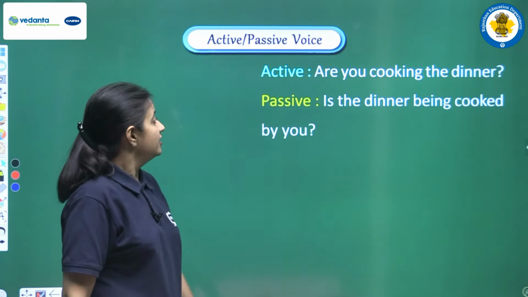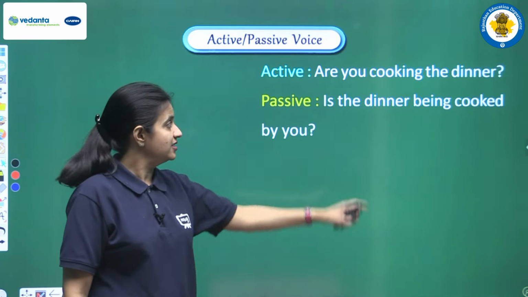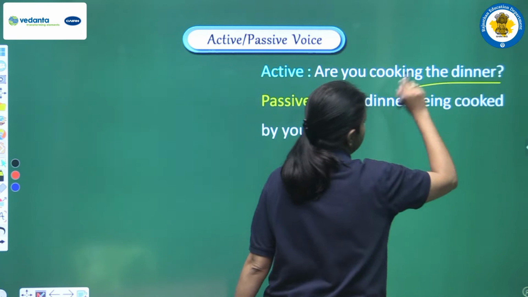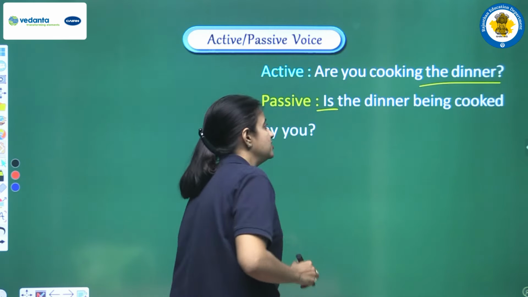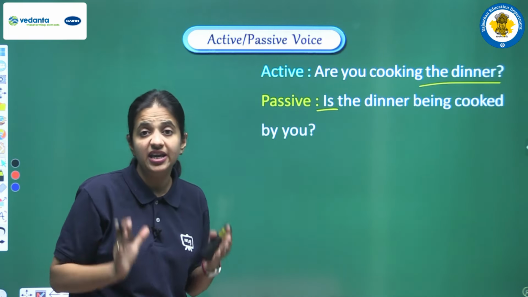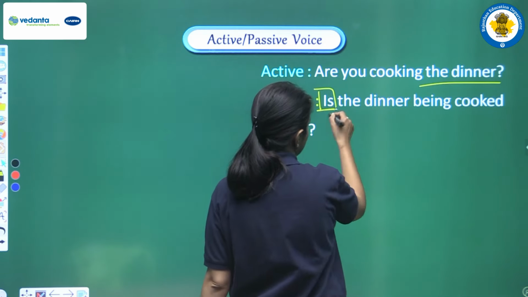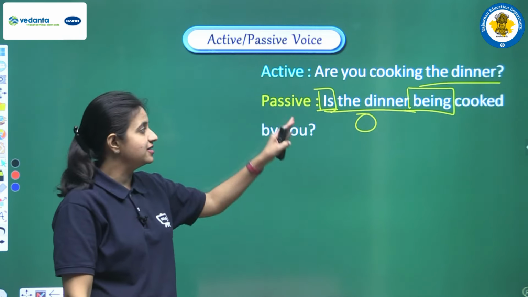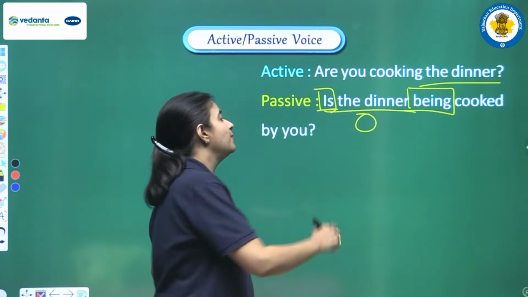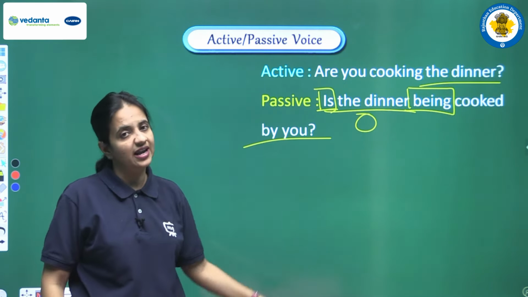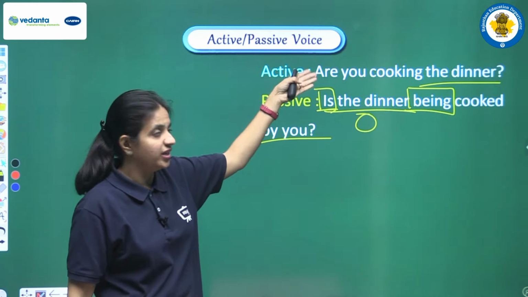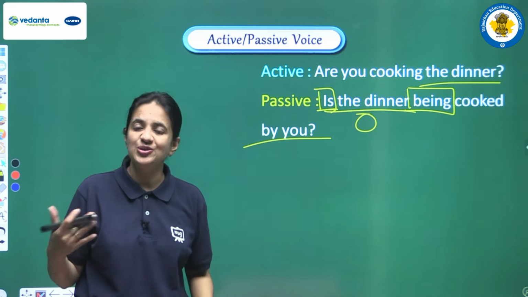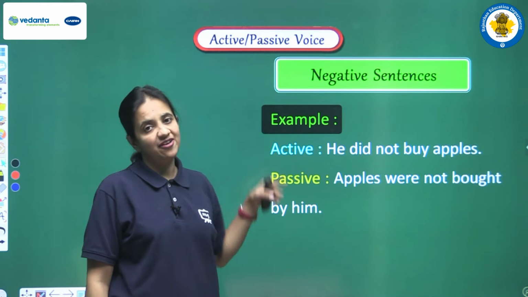Clear? Next is, are you cooking the dinner? So this is present continuous tense. Are you cooking the dinner? And the object is the dinner. So dinner is a singular one. So for singular subjects we are writing is, but we have to add being. Okay, and again we have to follow the same rule, is and being, and in between these two words we are writing our object, that is the dinner. After that, the third form of the main verb, and in the end of the sentence our subject, that is you. So active voice is are you cooking the dinner, and the passive voice will be is the dinner being cooked by you.